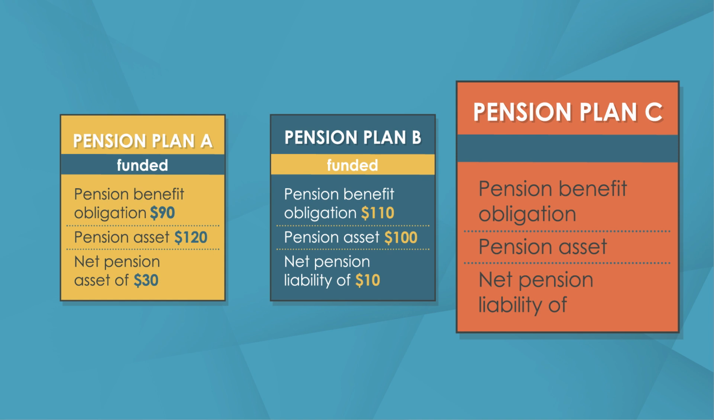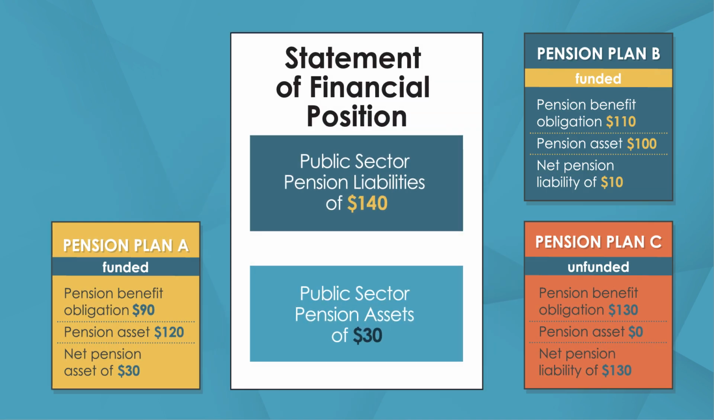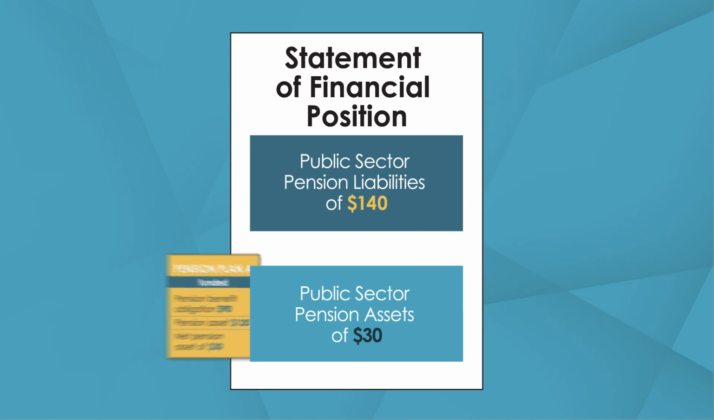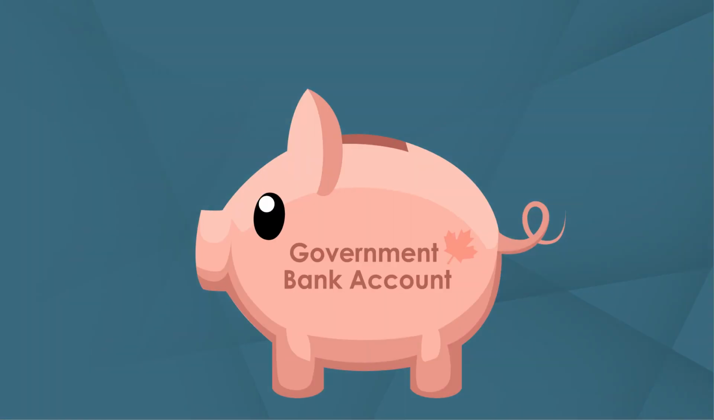Plan C is unfunded. As we saw earlier, no assets are set aside for the specific purpose of paying out retirement benefits. Without assets, the unfunded plan is only left with an obligation, resulting in a net liability of $130. Here's how the net assets and liabilities for the three plans would be consolidated and presented. When a pension plan has more liabilities than assets, like in this example, the government may at some point need to use money from its bank account to pay out retirement benefits.